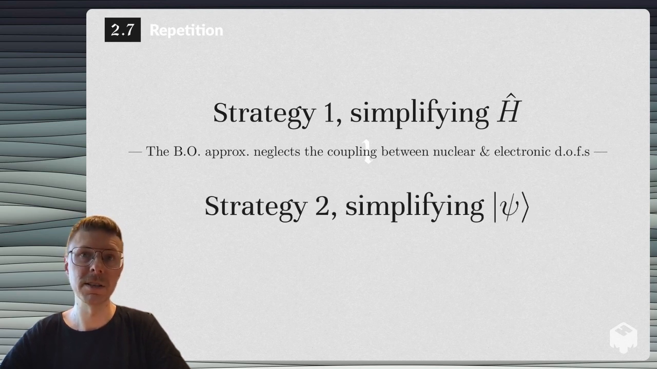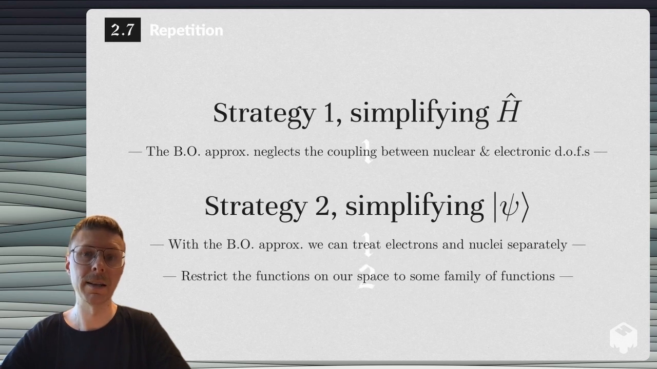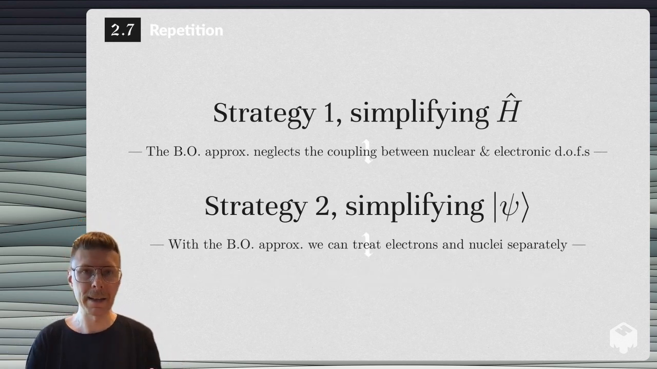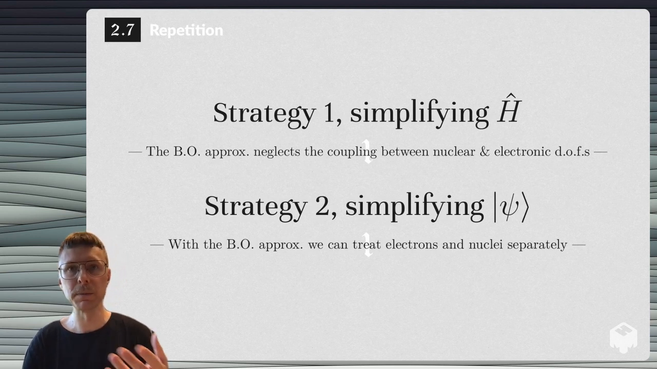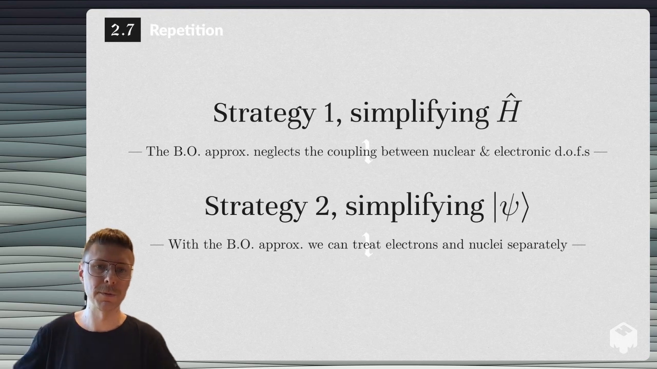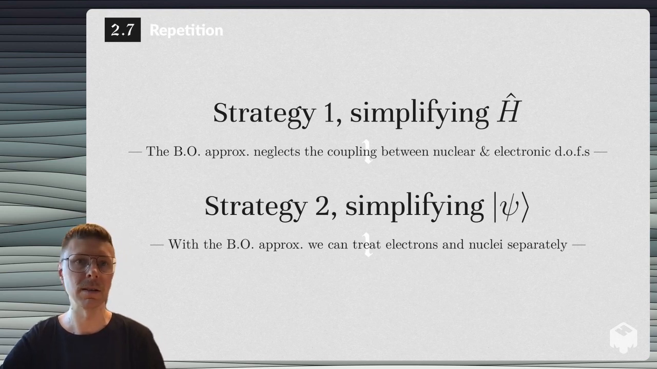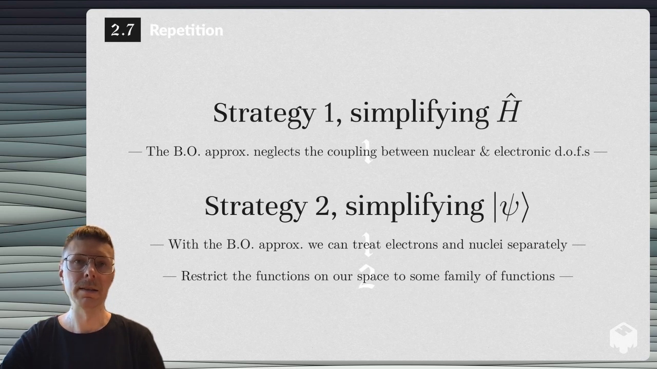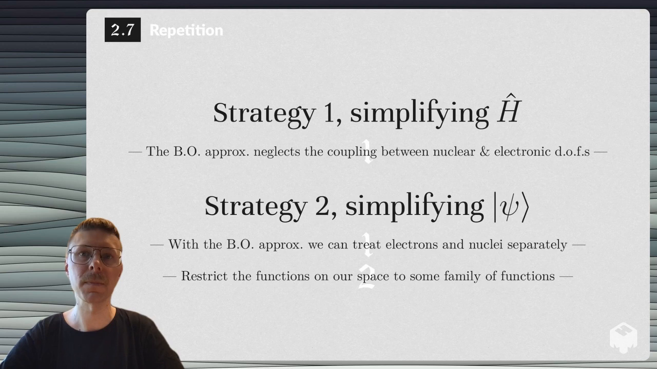The next strategy is to simplify the state. The Born-Oppenheimer approximation again allows this, because when we have removed this coupling between nuclear and electronic degrees of freedom, we can treat electrons and nuclei separately. First the electrons, and then the nuclei. And another strategy to simplify psi is to restrict the functions on this enormous space to some family of functions. So instead of allowing for any arbitrary function on this space, we're limiting the types of functions that we can describe.